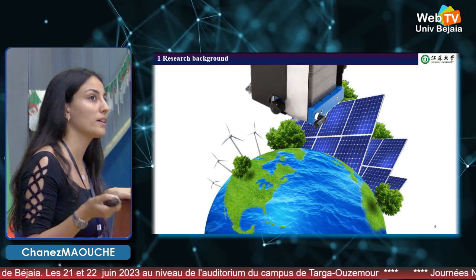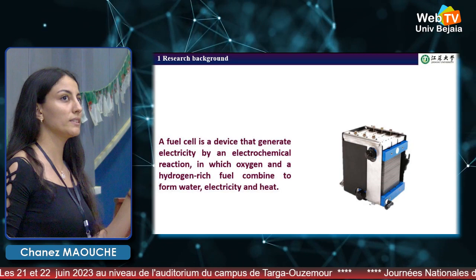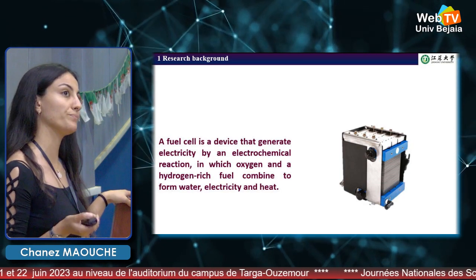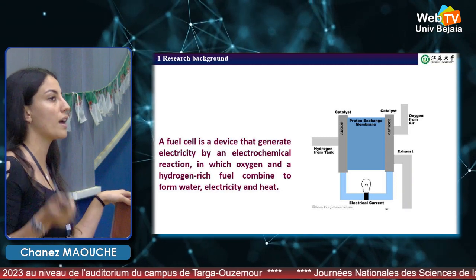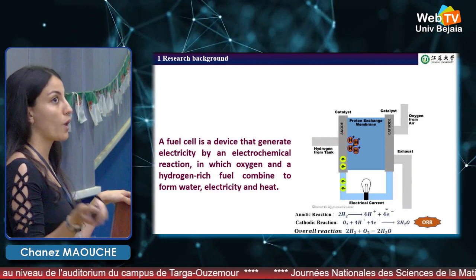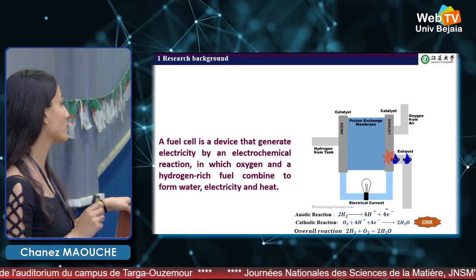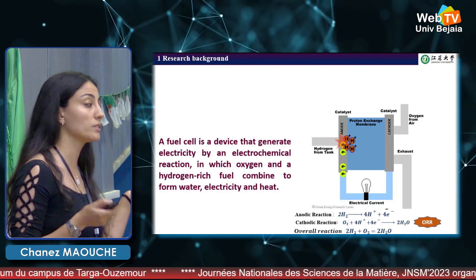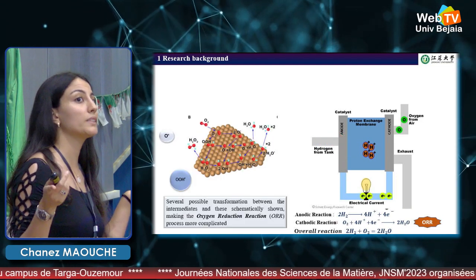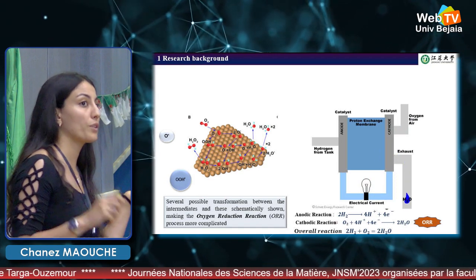On the other hand, a fuel cell is a totally clean device that generates electricity by electrochemical reaction. In this device, there are 2 main reactions that happen, one at the anode and the other one at the cathode. For the cathode, the reaction is called the oxygen reduction reaction, also known as ORR, and it represents the major concern due to the several possible transformations that happen in the reaction, and as well the oxygen bond breaking.